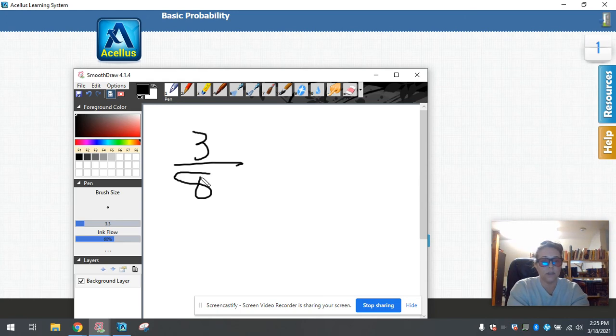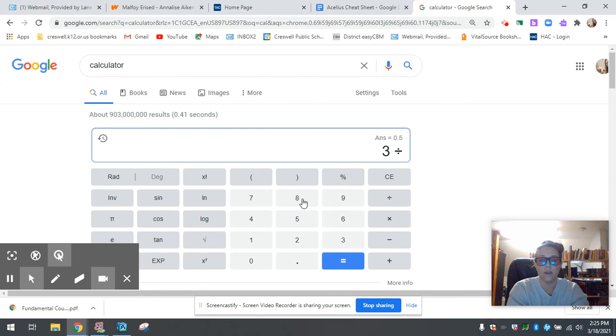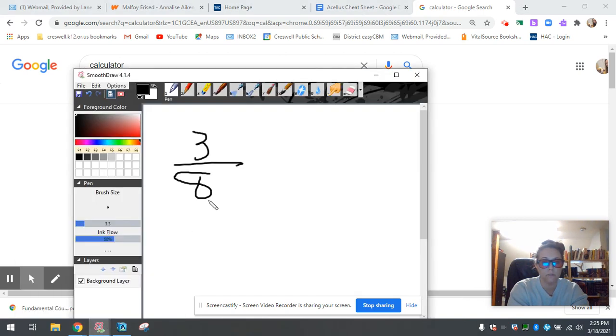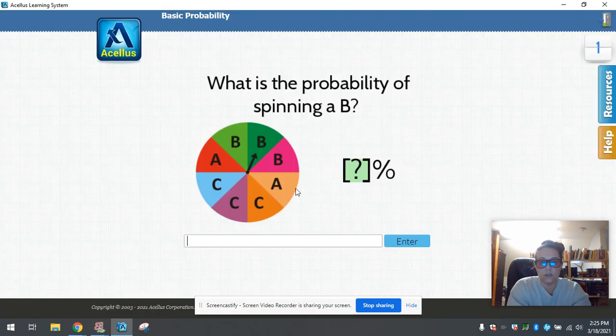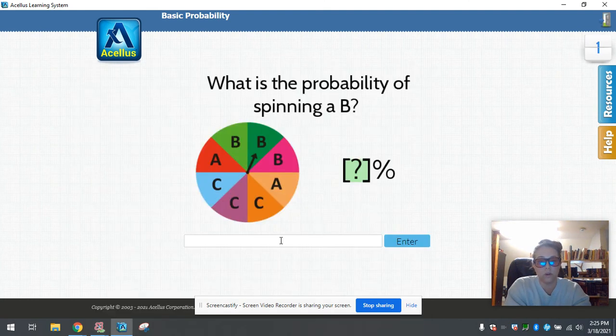We will put that in our calculator to get a decimal we can turn into a percentage like it asks us to do. We get 0.375. And this does not mention anything about rounding, so we're just going to turn the decimal to a percent by moving the decimal to the right twice. We get 37.5%.